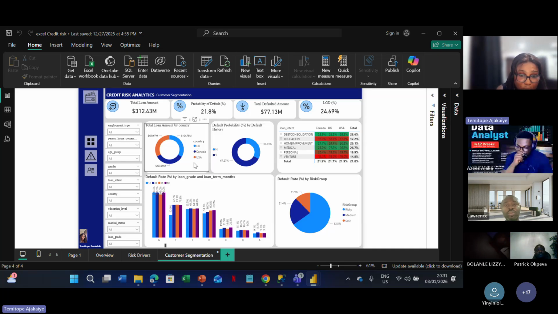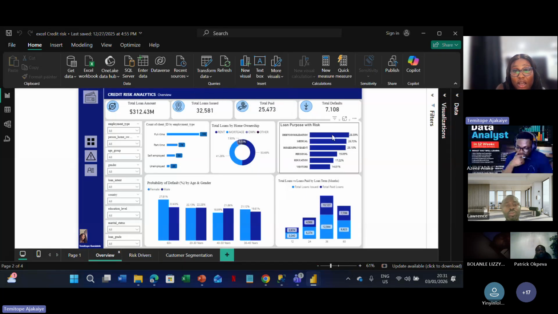This page answers how big the problem is. We have a total loan amount of $312.43 million. Okay, sorry, this is the overview page. We have 32,000 plus loans that were issued out, and only 25,000 plus came back as being paid. And there's a total default amount of 7,108.